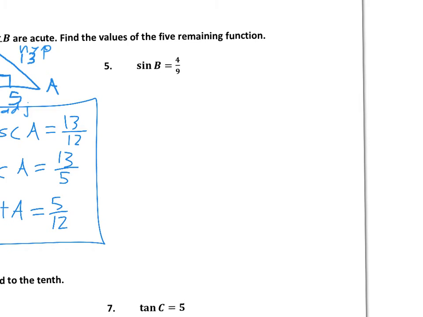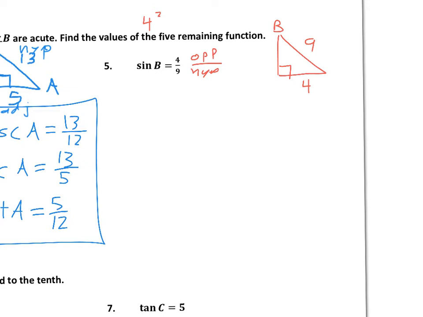Alright, so for number 5, draw a right triangle. I'll put B up here. We know that sine is opposite over hypotenuse. So on the opposite side of the B, we have to put a 4. On the hypotenuse, we put a 9. Now we're going to do the Pythagorean theorem.